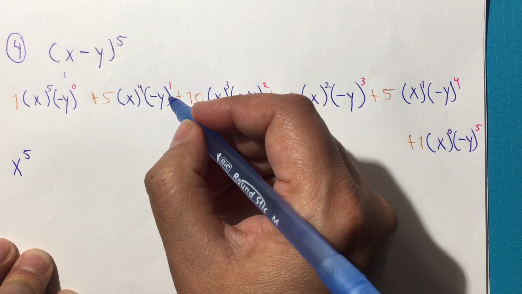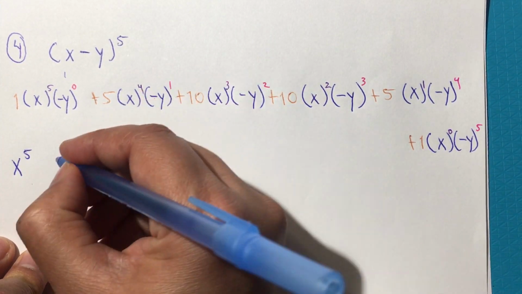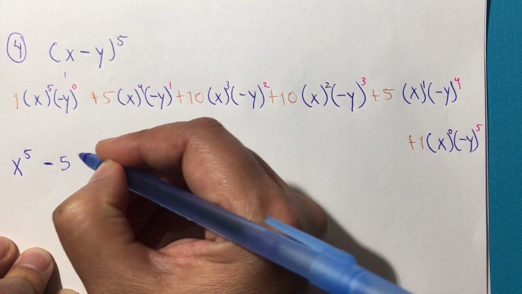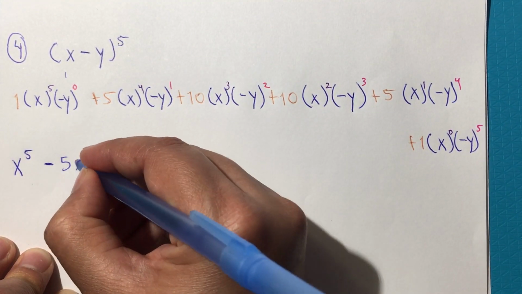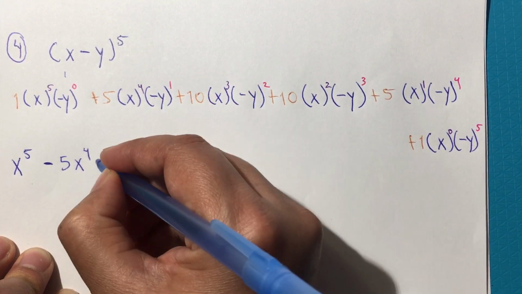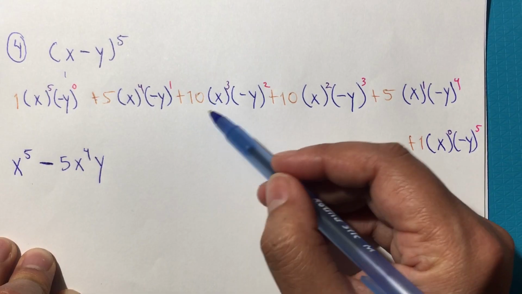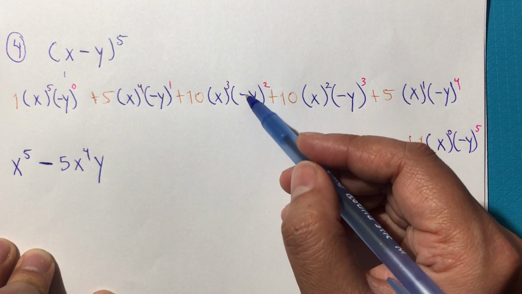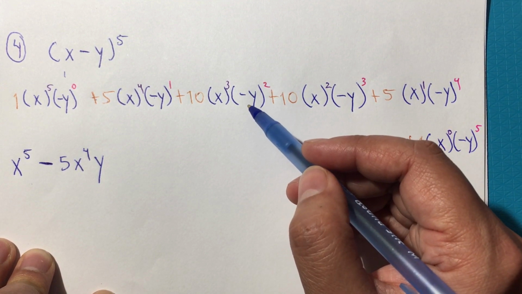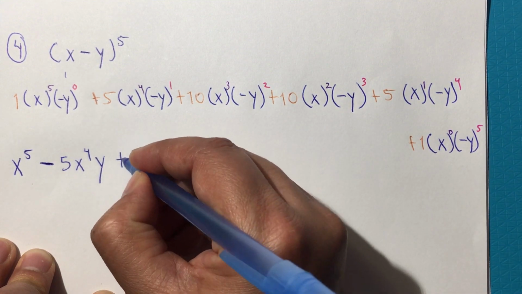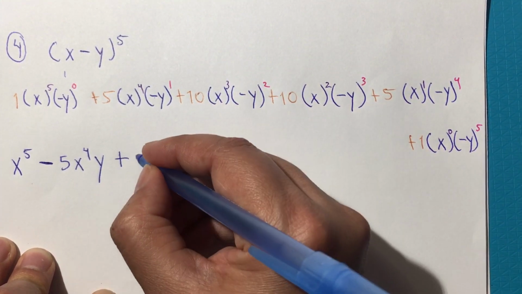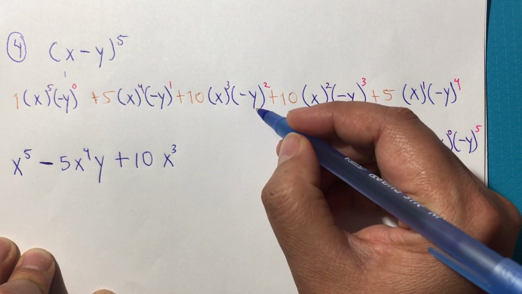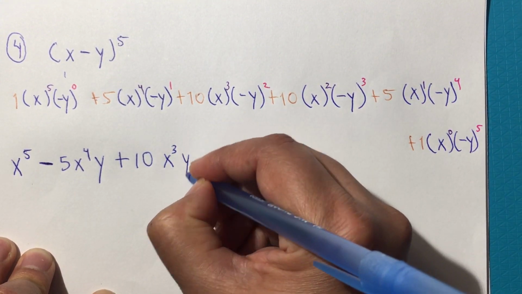Okay? For the next one, positive times negative is going to be negative, and it's just 5. We have x to the 4th and y to the 1st power. For the next term, we have negative squared, so negative 1 times negative 1 becomes positive times positive is positive, and just 10. X to the 3rd power, x cubed, and y squared.